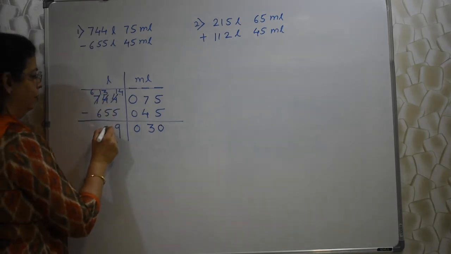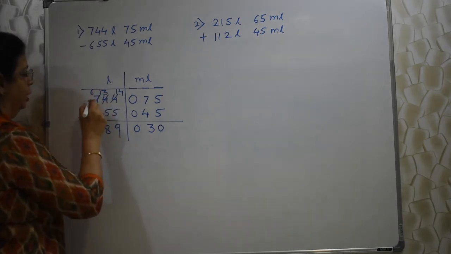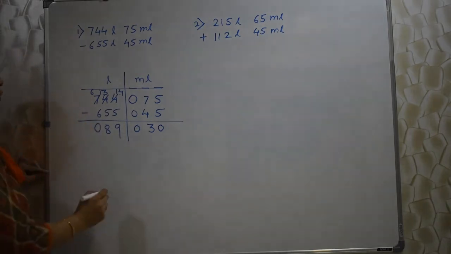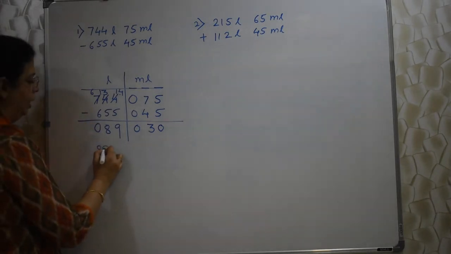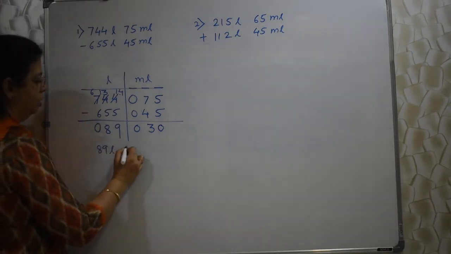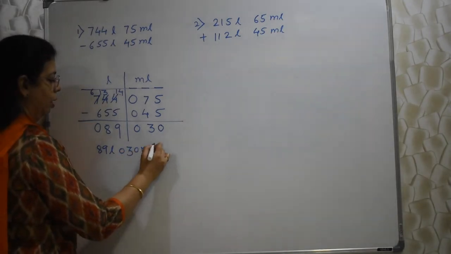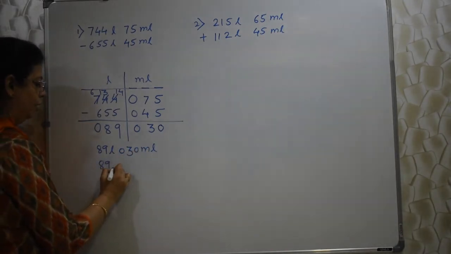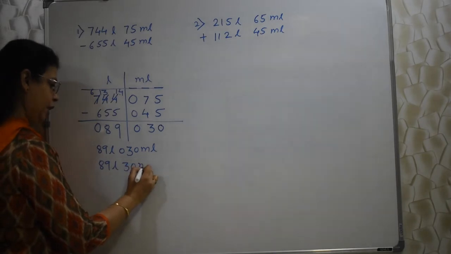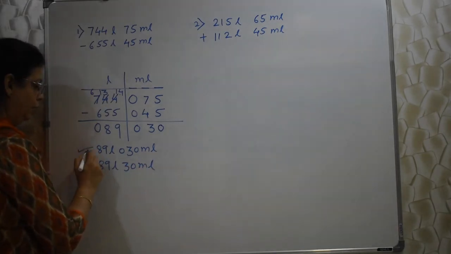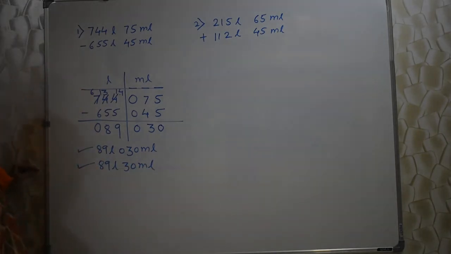13 minus 5 is 8. And 6 minus 6 is 0. So my answer is 89 liters, 030 ml. The answer could be 89 liters, 30 ml. They are the same. It could be this or this, anything. Because this 0, if I remove it, is just 30 only.